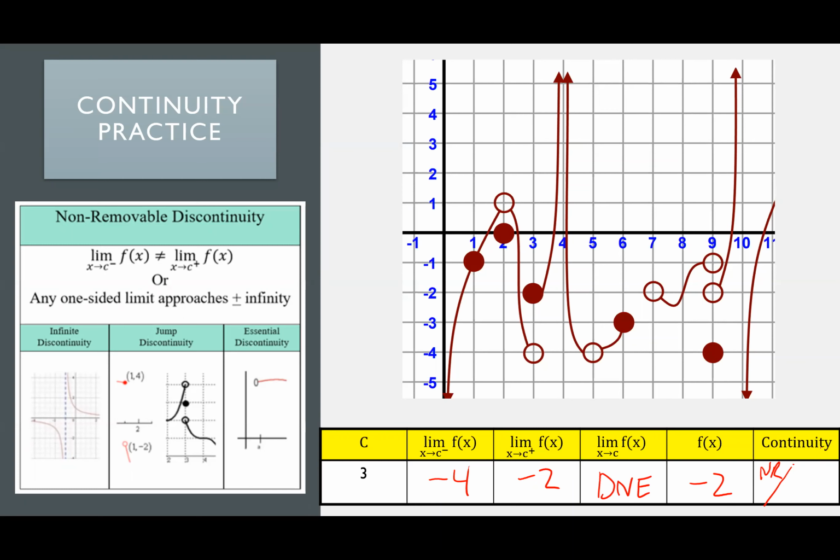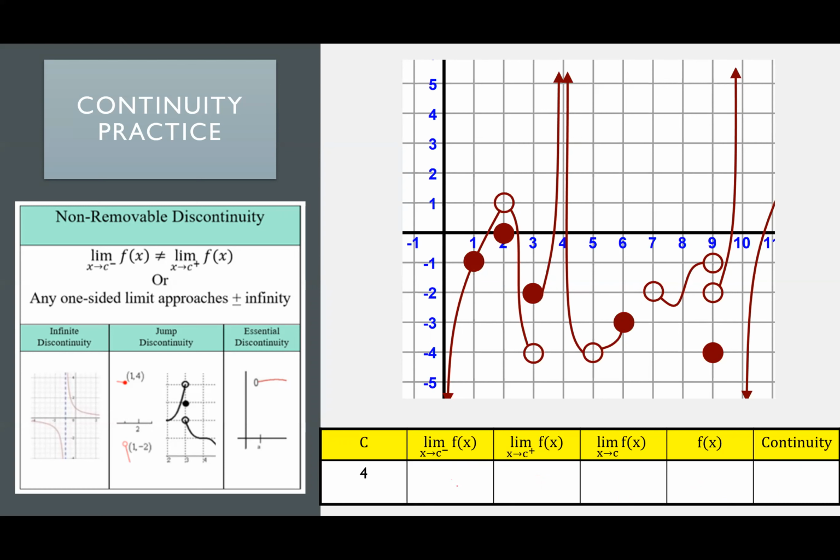Is it a jump discontinuity? It is. So this is a jump discontinuity, because our one-sided limits exist but are not the same. Okay, x equals 4. X equals 4.